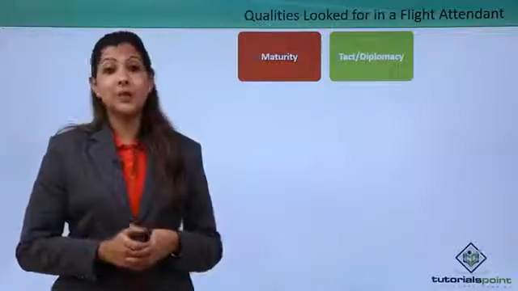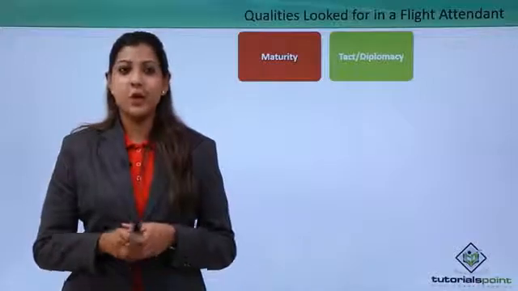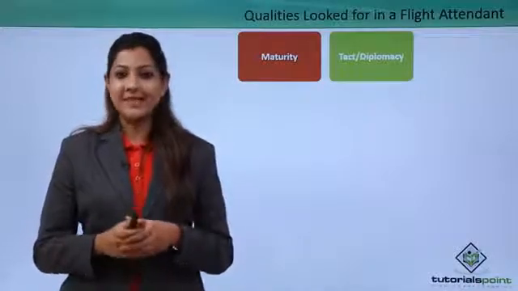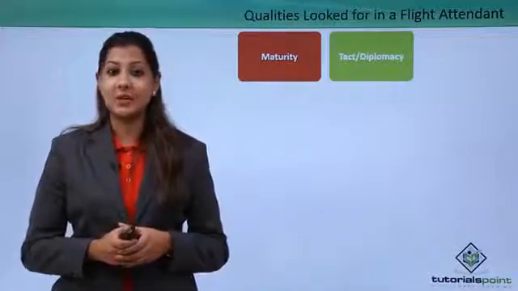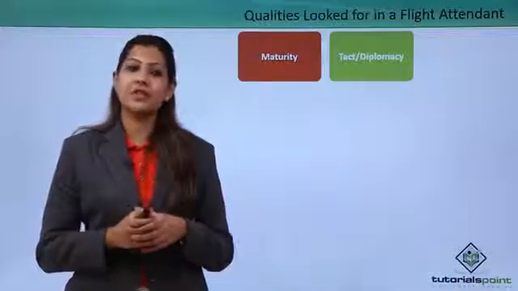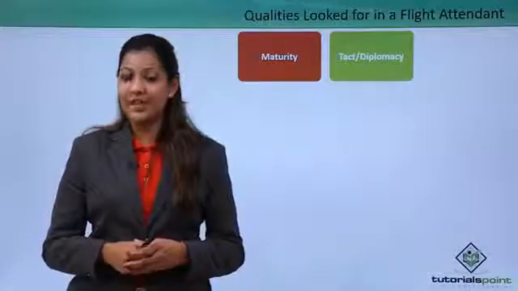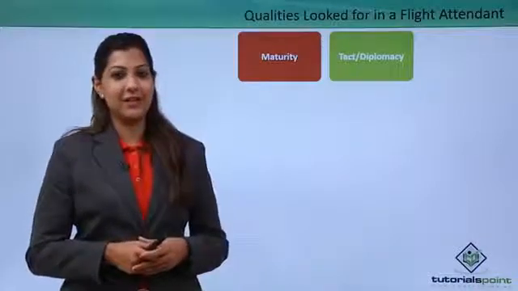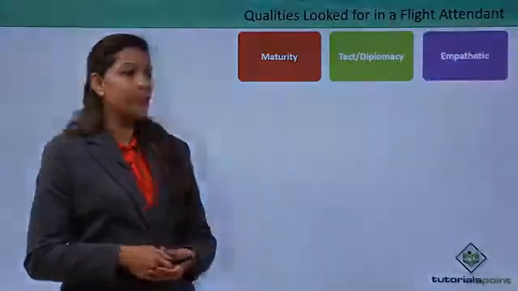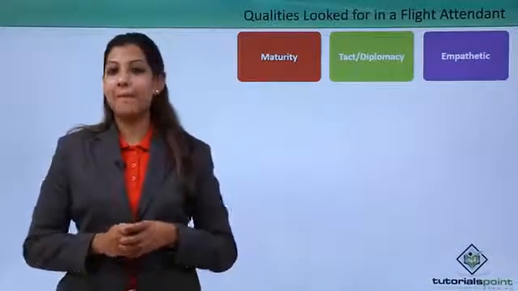The next quality looked for in a cabin crew is tactfulness or diplomacy. It's good to be honest, and integrity is a very essential quality in a cabin crew. However, at times you might be faced with a situation wherein you have to be a little diplomatic about that situation. So that's another quality looked for in a cabin attendant. The third thing which is looked for in a cabin crew is being empathetic.